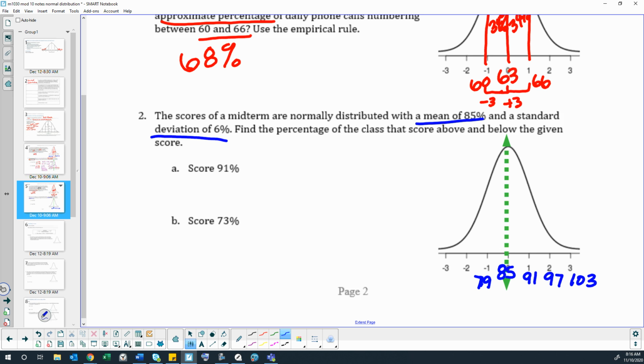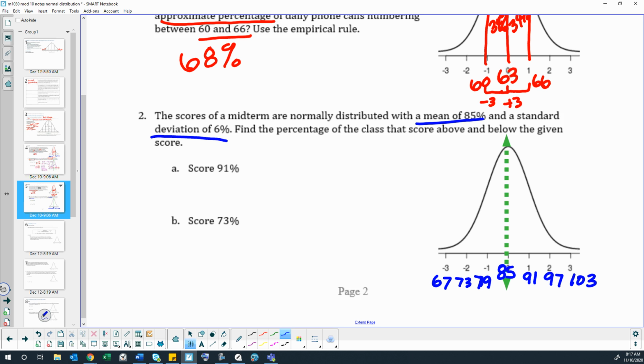And then let's go backwards. So 79 minus 6, 73, and then 73 minus 6, 67. Okay. So I'll kind of squish them together.